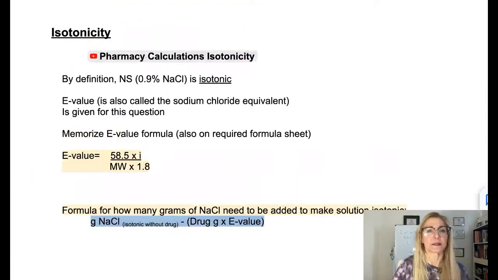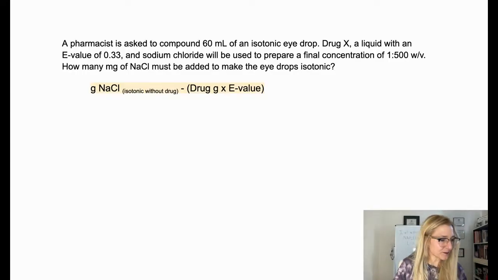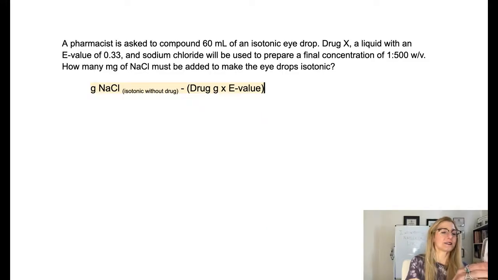Why don't I copy this? I'm going to copy that and put it down here. Okay, how many of you are with me so far? Somewhat? If it's isotonic, write in the chat. Write in the chat. Thank you, Steve, for writing in there. I appreciate that. Write in the chat if you understand that a product that is isotonic means that it's the same as NS, normal saline.